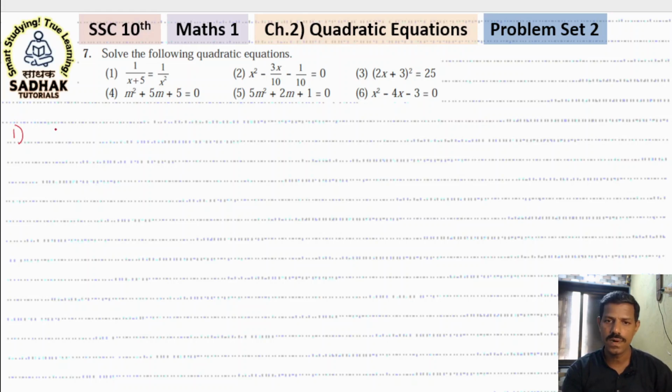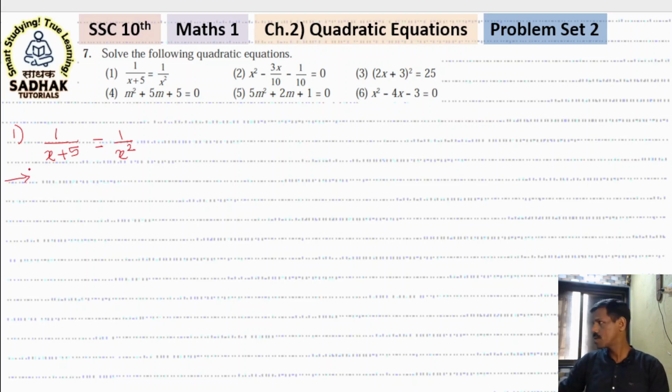In the first question, the equation is not given in the proper quadratic form. It is given in the form of a fraction: 1 upon x plus 5 is equal to 1 upon x square. That is the question. So the first thing we have to do is write it in the proper form.